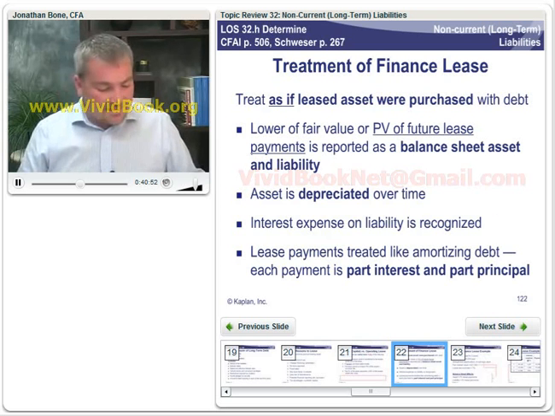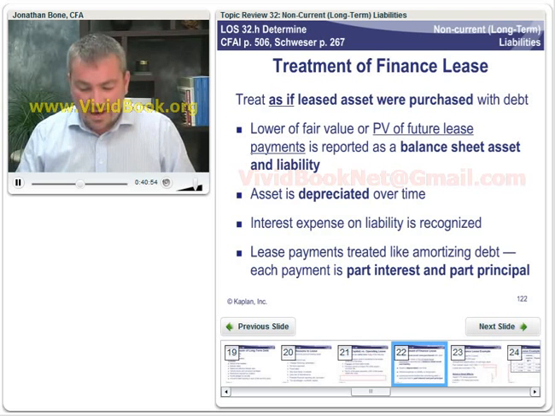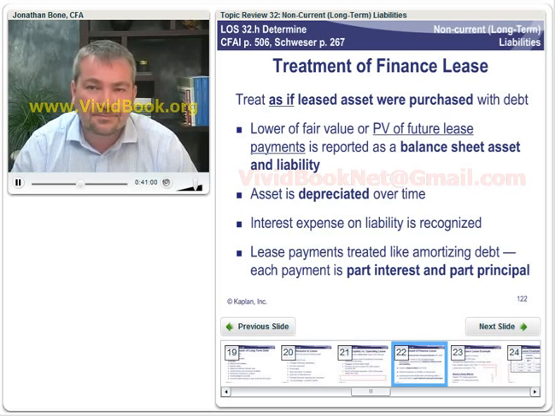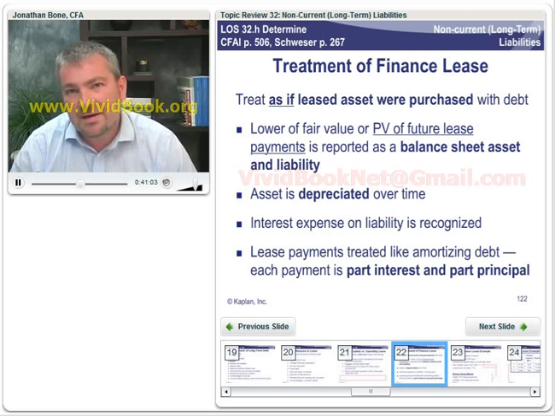So let's have a look, therefore, at the treatment. Our LOS says determine the initial recognition and subsequent measurement of leases. So what we're trying to do with a finance or capital lease is to make it look as if we've purchased the asset and we've used debt to do so. In other words, an asset will appear in our plant, property and equipment, and a liability will appear in both current liabilities and long-term liabilities.